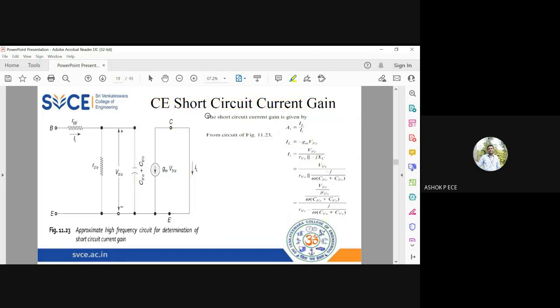So you know the short circuit current gain. Generally, current gain is given by output current by input current. The output current is IL, the input current is II. So you can write AI equal to IL by II.